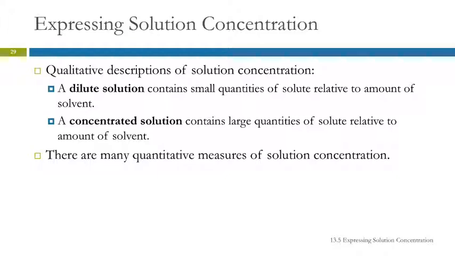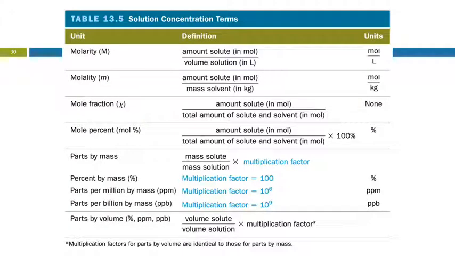And then there's a whole bunch of quantitative measures. We've learned about a couple of them. We've learned about molarity. Molarity is moles of solute per volume of solution in liters, so moles per liter. Molality is the amount of solute in moles divided by the mass of the solvent in kilograms. That's a little different. Mole fraction, we've looked at that. That's the amount of solute in moles divided by the total amount of moles. So we talked about that when we talked about mixtures of gases.